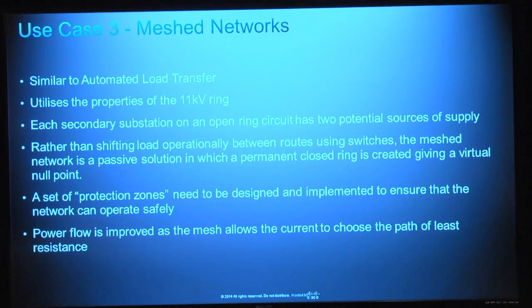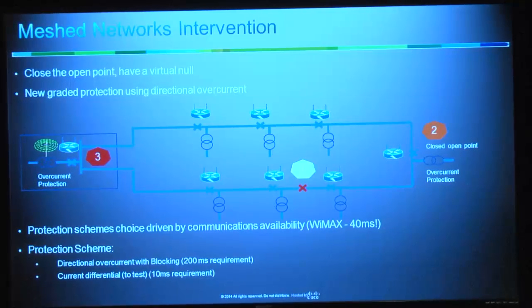The power flow is improved as the mesh allows the current to choose the path of least resistance. So basically, based on the load in the network, it automatically decides where the load is going to be balanced across that particular network as a closed ring. As you can see there, it's very similar to the last diagram, except over here on the right, we actually have a closed circuit. We're no longer open with a breaker or a sectionalizer.